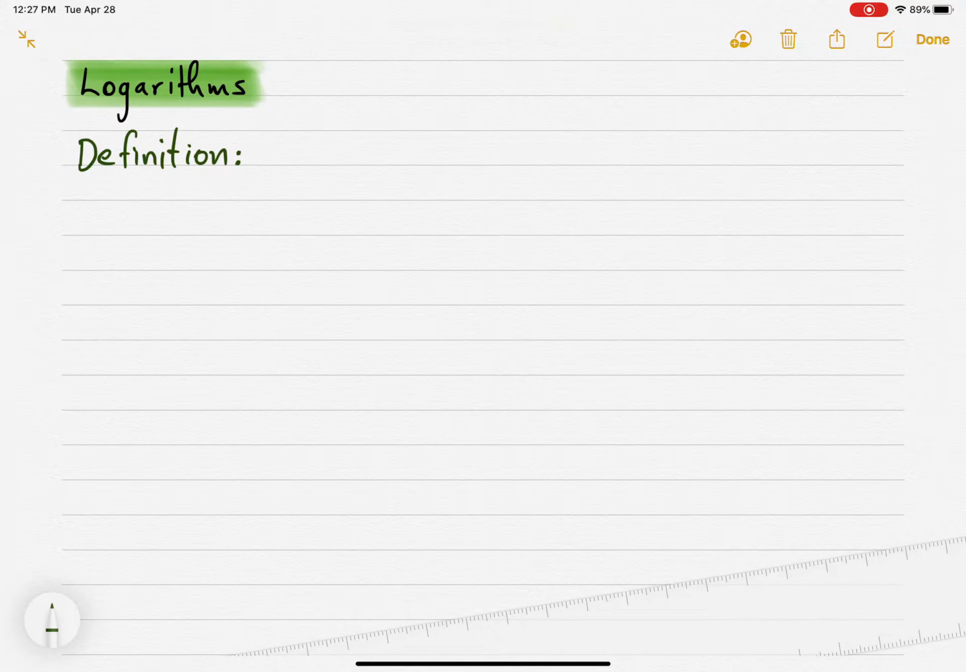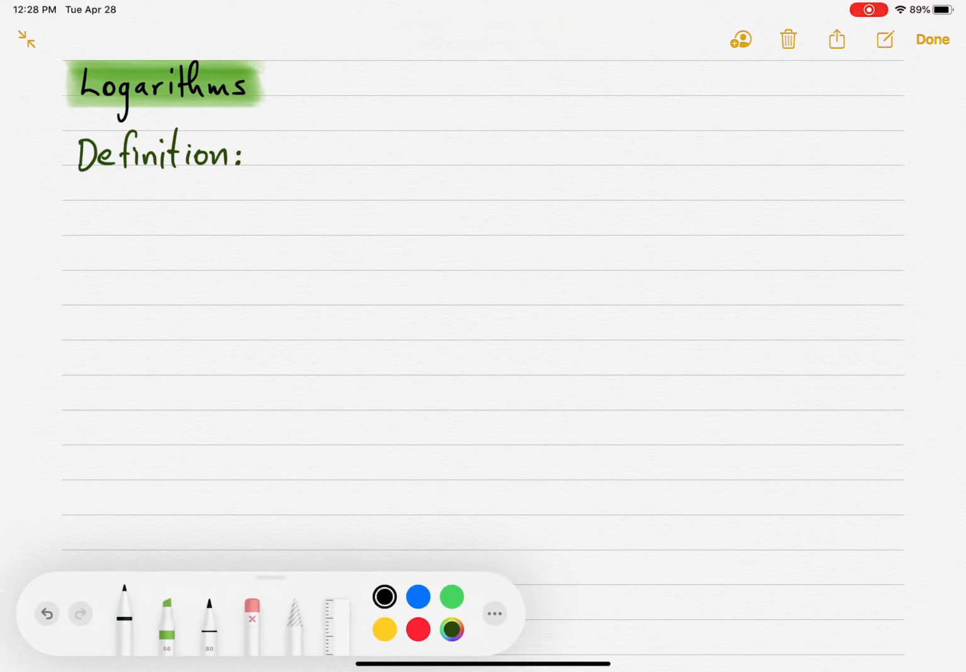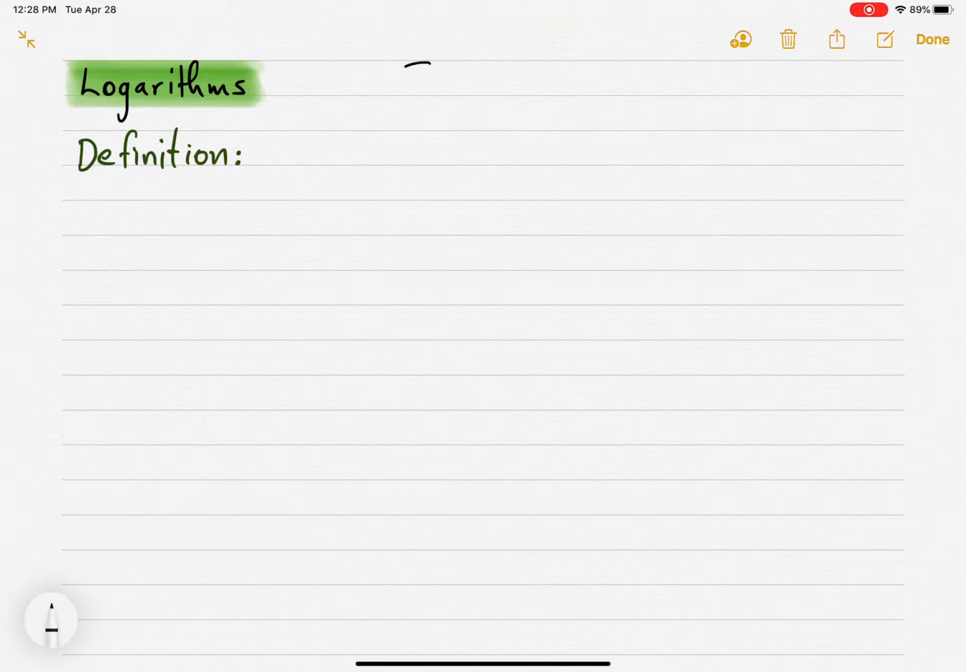Okay, class, in this video I'm going to show you how to find logs and what the definition of a log is. So let's go ahead and get started with the definition. Before we start, I'd like you to keep in mind something right here. You know that 2 to the third power is equal to 2 times 2 times 2, which is equal to 8. Just keep that in mind.